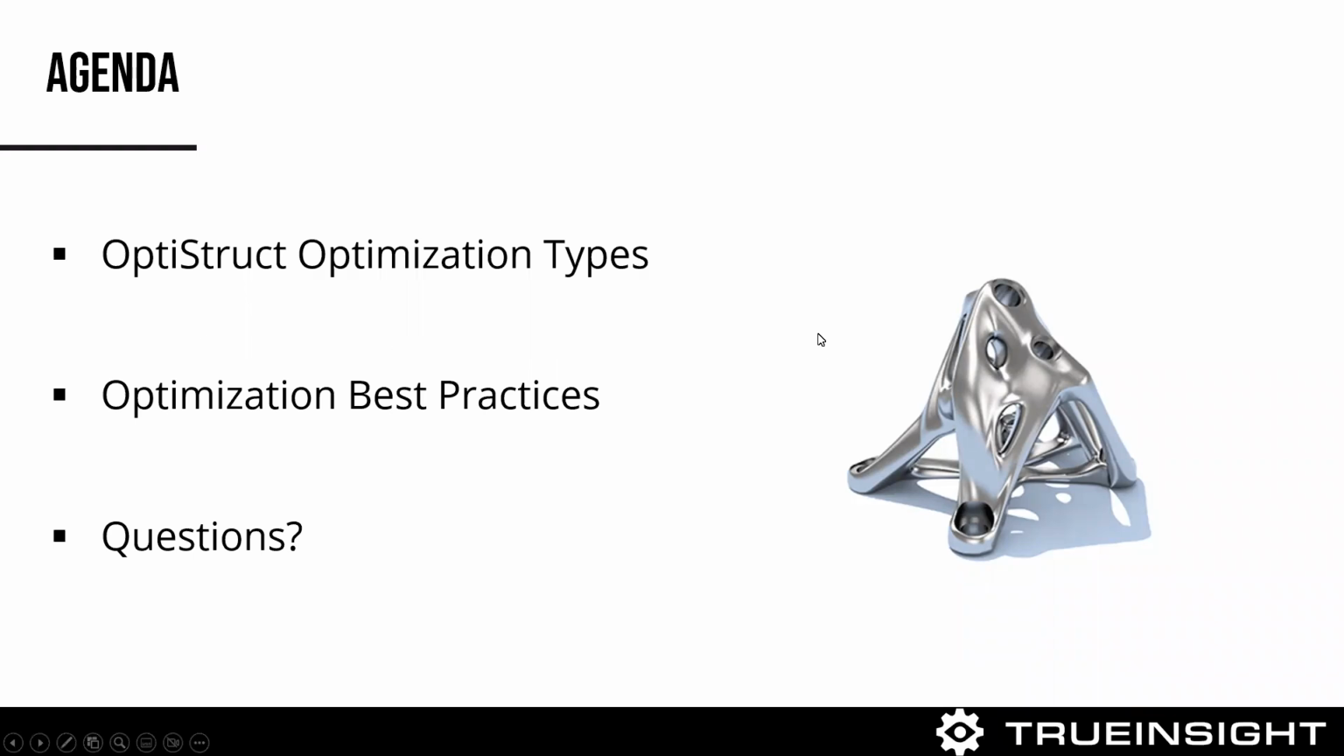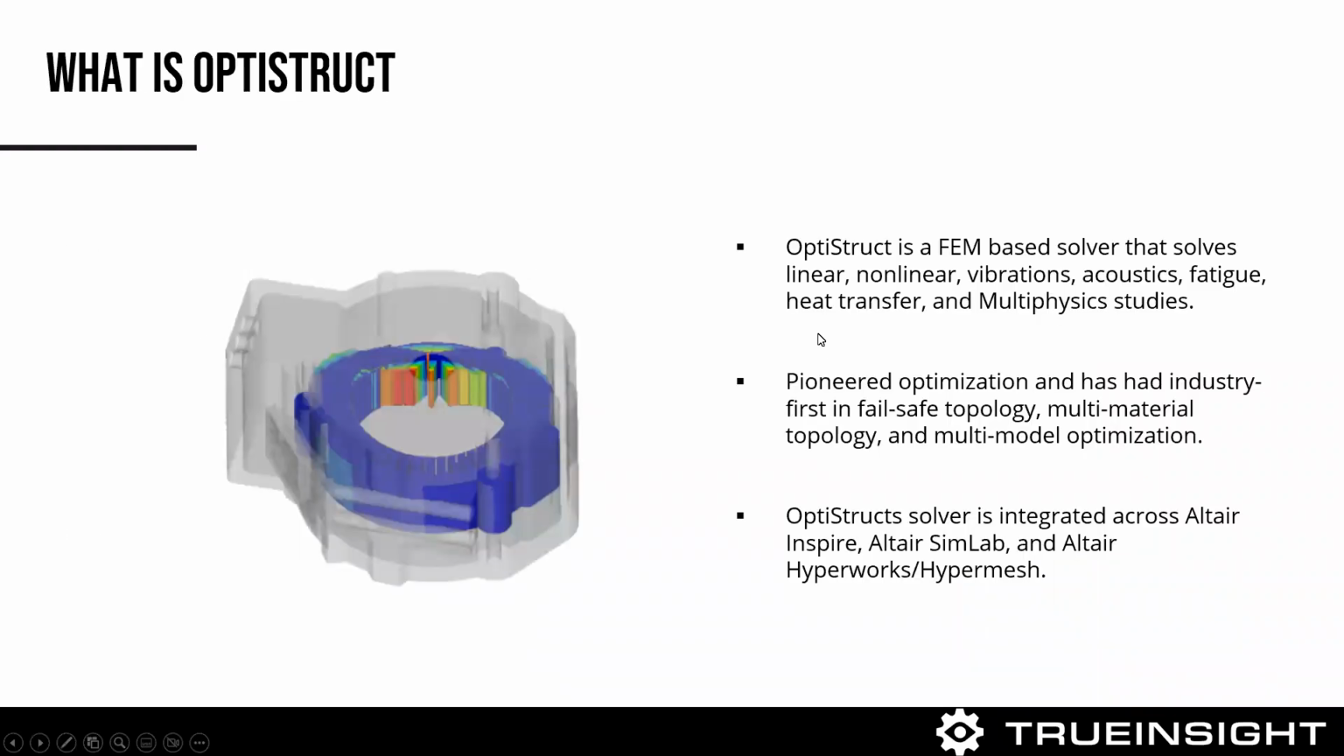Let me jump into what exactly OptiStruct is. Looking at the poll, some of you are using Altair and some of you aren't. OptiStruct is one of Altair's legacy solvers. Primarily, it is an implicit-based solver. We also have an explicit-based solver, which is Radioss. OptiStruct solves a variety of problems, specifically within the FEM space: structural, linear and nonlinear, multiphysics, et cetera.